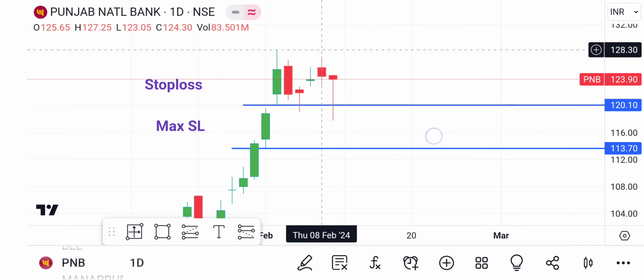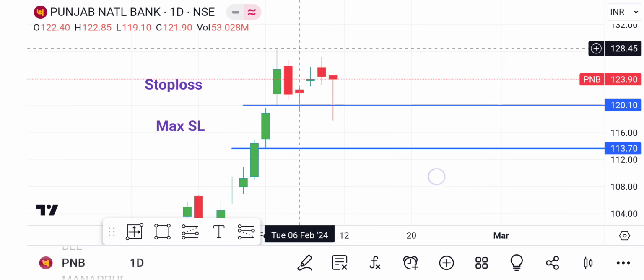So always initiate your half position first at the breakout, wait for a retracement, and only then enter with your remaining quantity. This is what I recommend. Okay, so wait for 128.30, and when the market crosses this, enter with 5,000 rupees or half the quantity which you intend to trade with. Good luck with your trade.